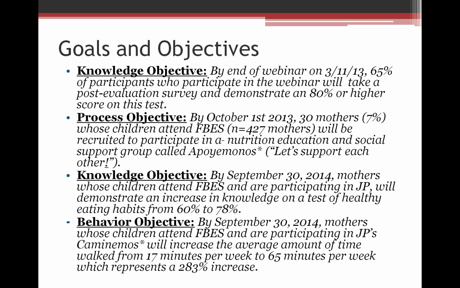Just to show you two other examples, another knowledge one that came from that same intervention talking about increasing knowledge by 60 to 78% on this test, and then a behavior objective. Behavior objectives in prevention work, normally we're not at that level where we're like, as a result of our intervention, people are less likely to be sexually assaulted or they're less likely to perpetrate domestic violence. But here's an example of trying to increase someone's walking participation.